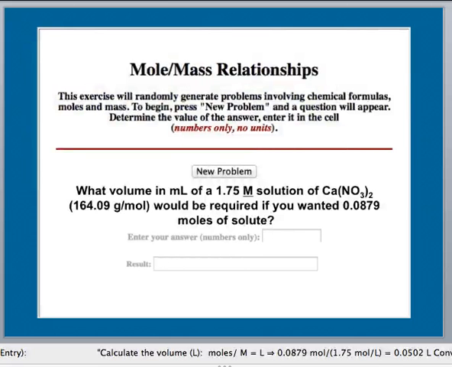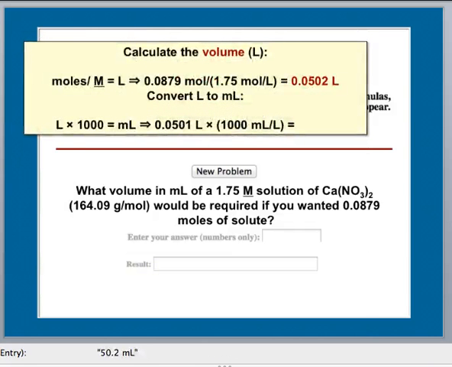Look at this one. We're looking for a volume. Here's our concentration. We want 0.0879 moles. Remember, moles divided by volume is molarity. So we simply arrange that to solve for our volume. Remember, the volume is going to be in liters, isn't it? Once we get that, we remember that there are 1,000 mils in every liter, so multiply it by 1,000. Number of moles divided by molarity is going to give us liters.